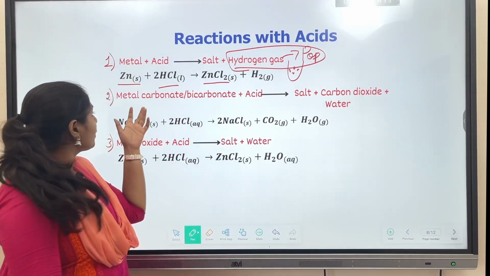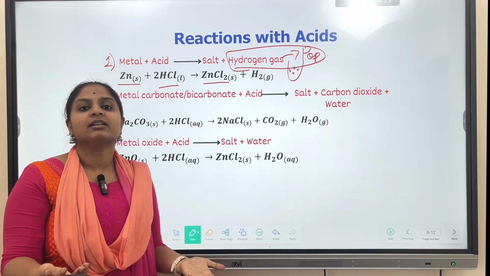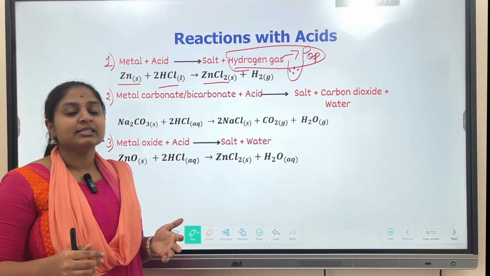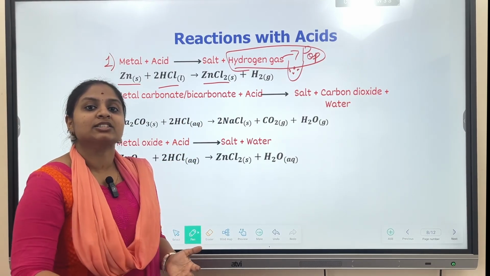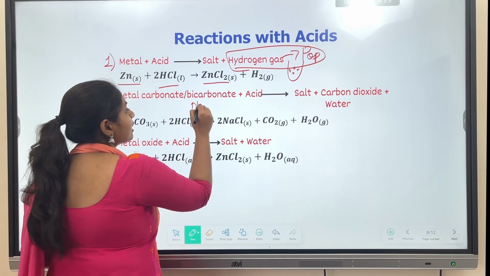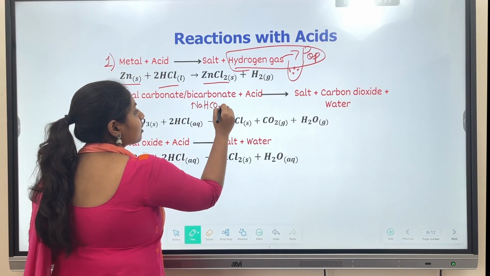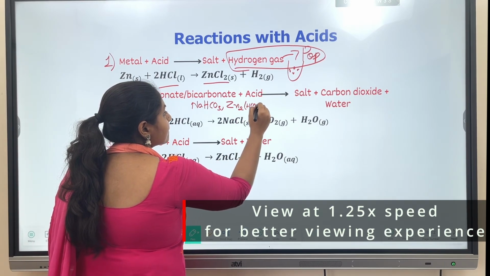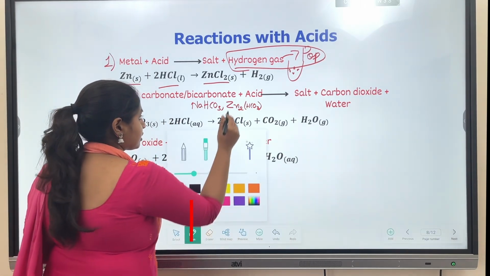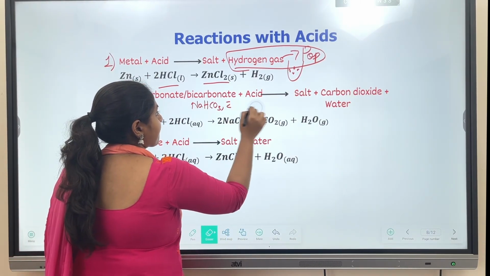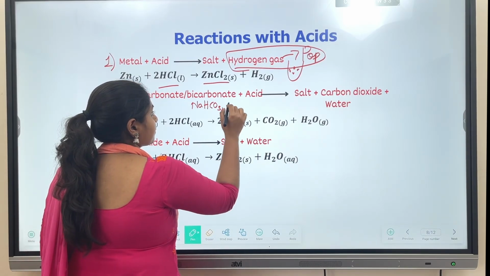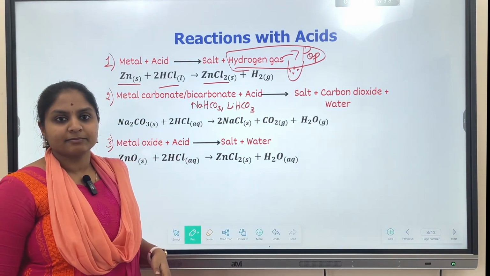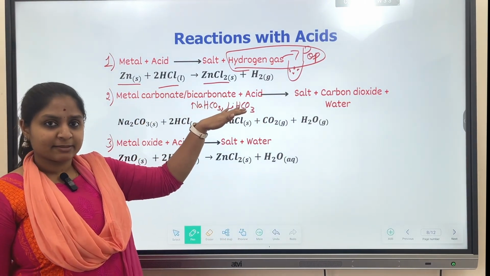The second reaction is when a metal carbonate or a bicarbonate reacts with acid. Metal carbonate is like Na2CO3, ZnCO3. Bicarbonate means there is a hydrogen atom attached with CO3, for example NaHCO3. Let's take one more example, lithium bicarbonate, LiHCO3. So these are metal carbonates and bicarbonates.